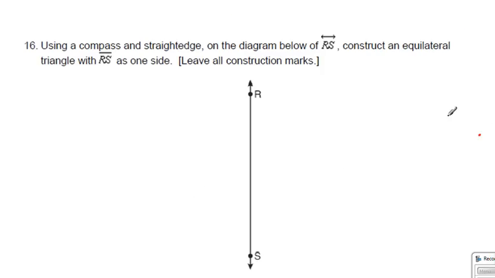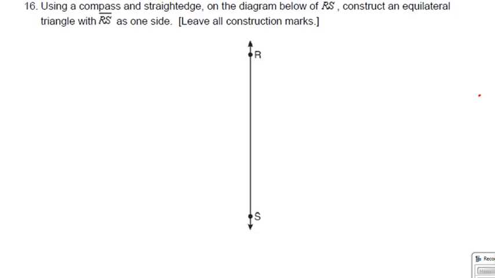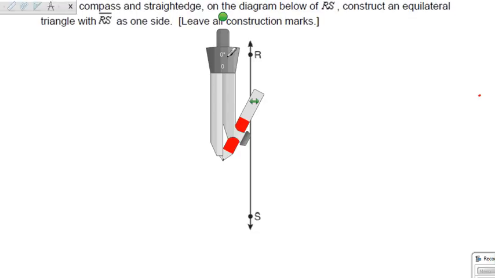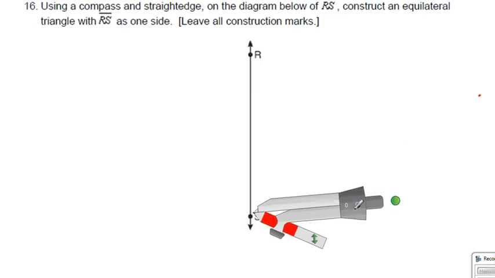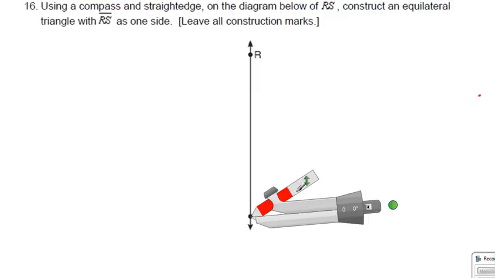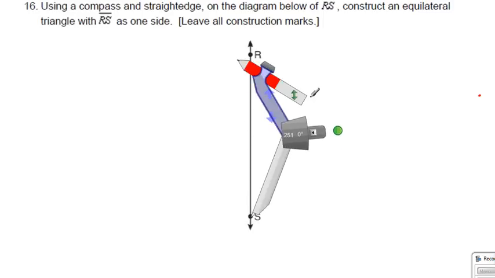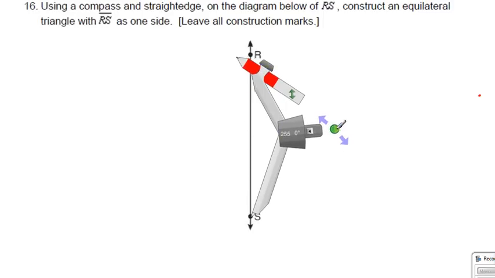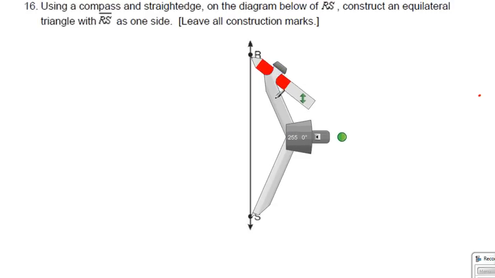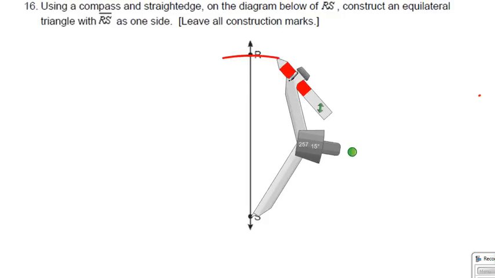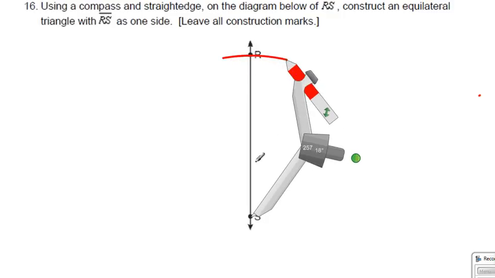Here, we need to construct an equilateral triangle with line segment RS. In fact, this is very similar to the previous question. So once again, what we're going to be doing is taking out a compass. Now let us put it over here, and then we need to stretch this one out. So what I'm doing is I'm measuring the length RS.